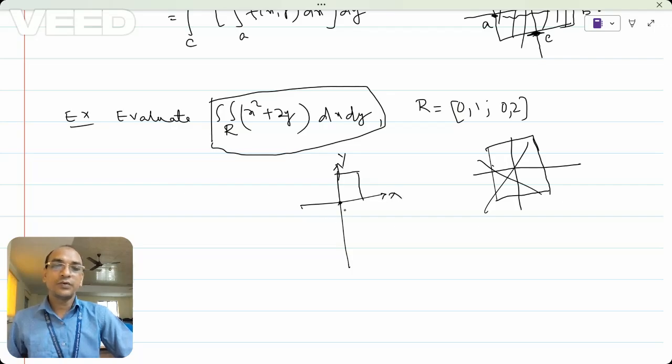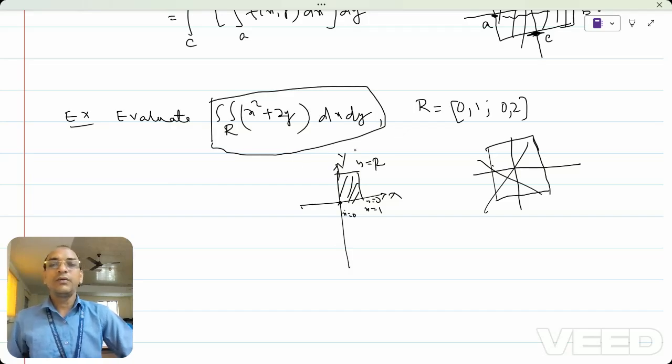So here x is from 0 to 1, and y is from 0 to 2, y equal to 2. So this is my rectangle. Over this rectangle I want to evaluate this double integral. So in the rectangle R, as I told you, the first pair are the limits of x, the second pair are the limits of y.